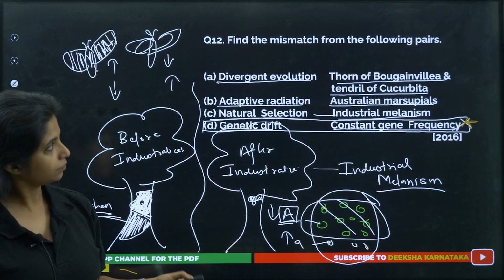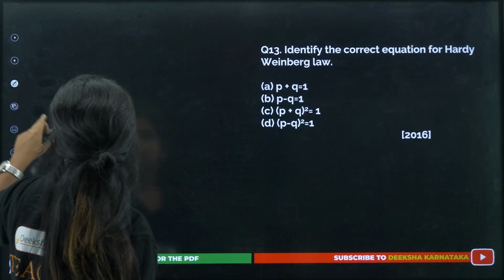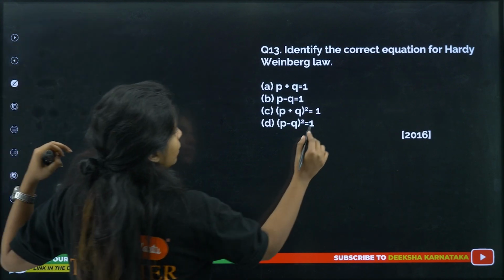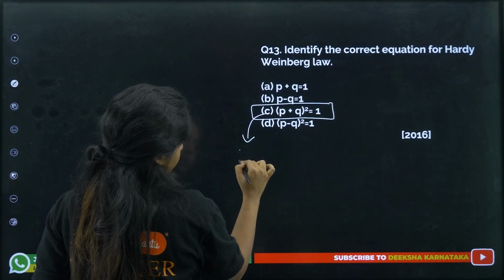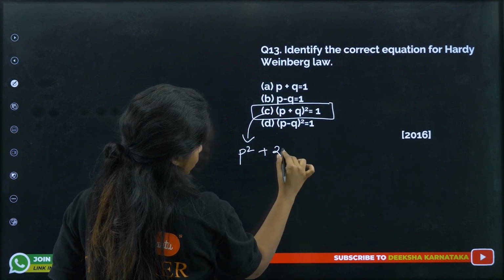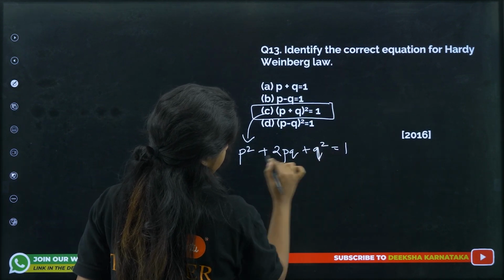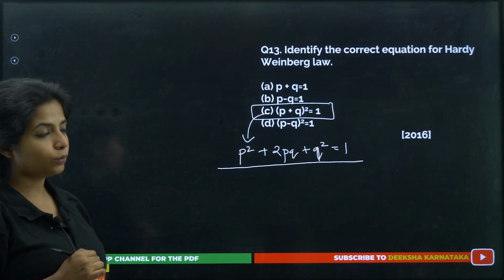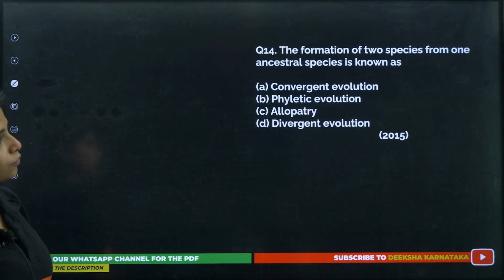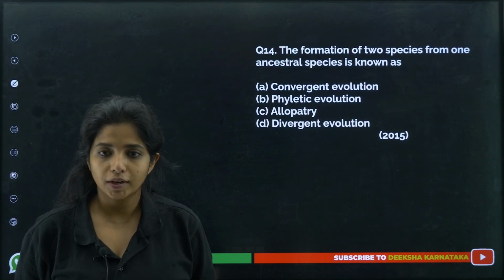Next, identify the correct equation for Hardy-Weinberg's principle or Hardy-Weinberg's law. So there is only one, that is this. (p + q)² = 1. p² + 2pq + q² = 1. This is the expanded version of it. Cool. Next. The formation of two species from one ancestral species is known as what?